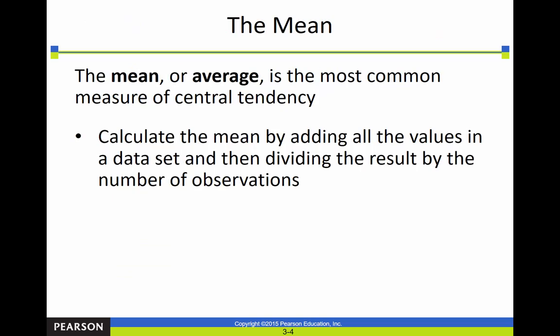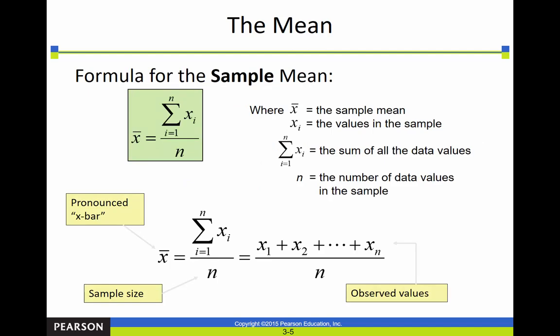So the mean is what we often call the average, right? And all we do is add everything up and then divide by the number of observations. So this is the formula. And the reason I like to show you the formula is because it looks really intimidating. It looks like some kind of crazy math, even though most of us know how to find the mean or the average of something.